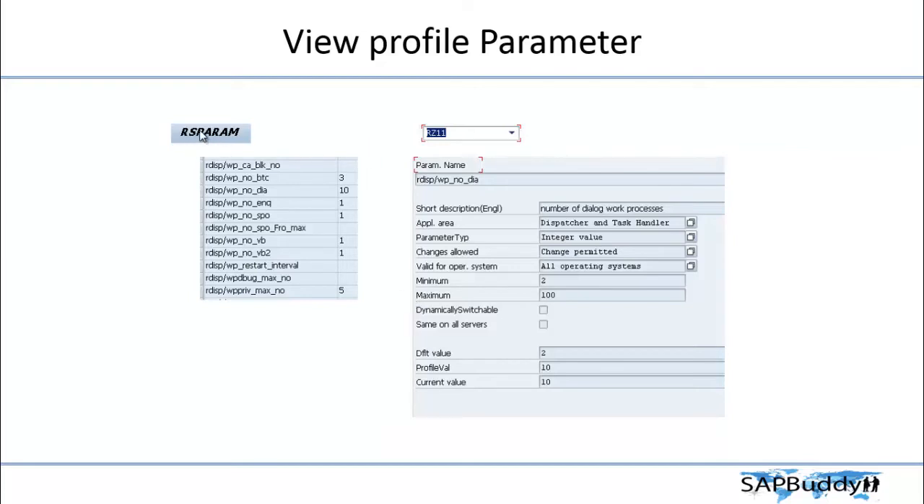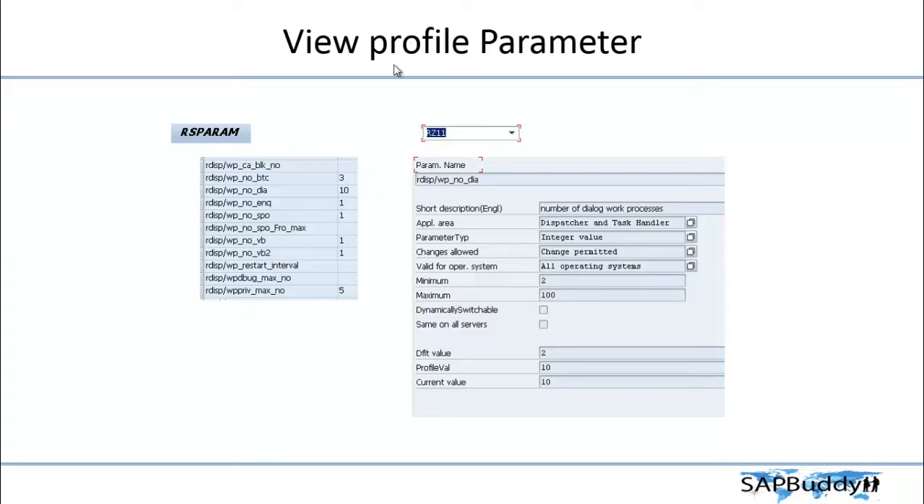Let us have a look at how we can see the profile parameters in the SAP system. First, we have a program called RSPARAM. This is the program which can be used to display all the profile parameters and their values presently available in a specific system. Again, this will give you a comprehensive view of all the profile parameters and their values. It's quite easy: just run this program and you'll get all the parameters and their values.